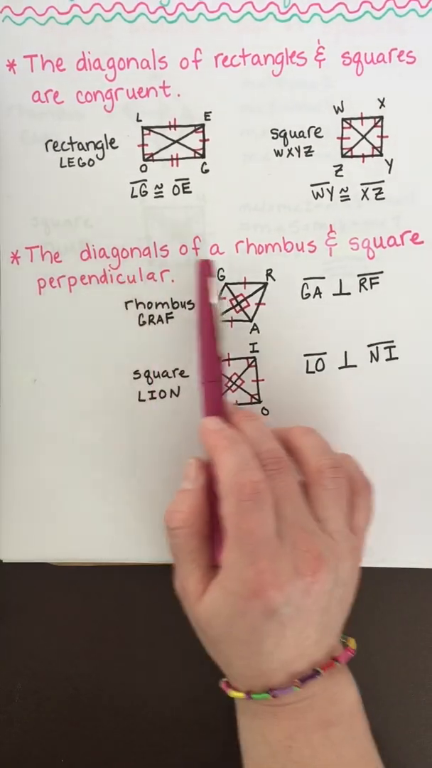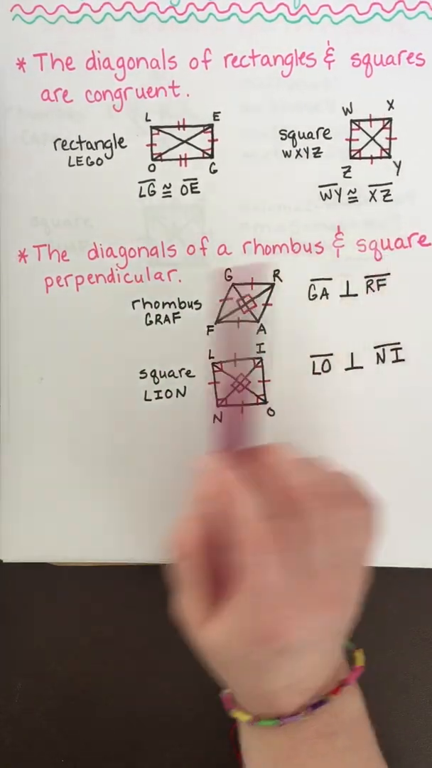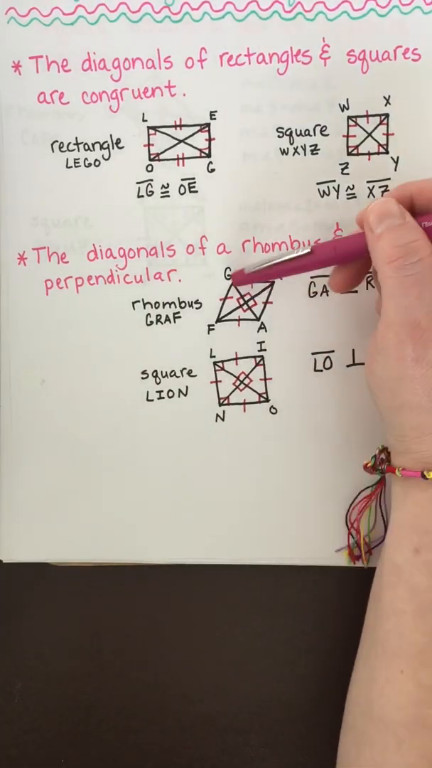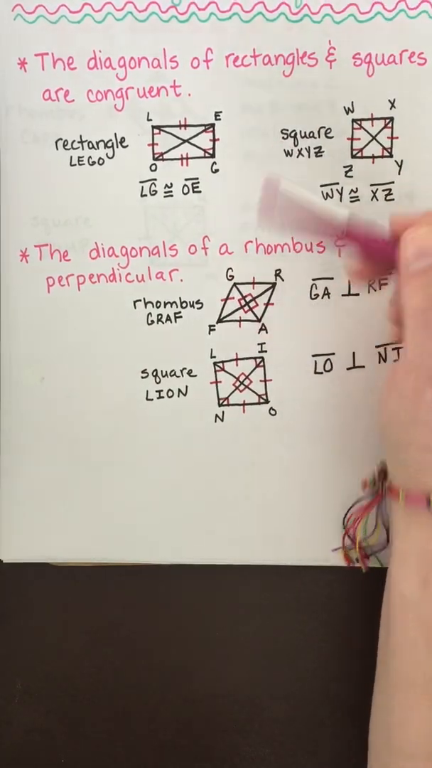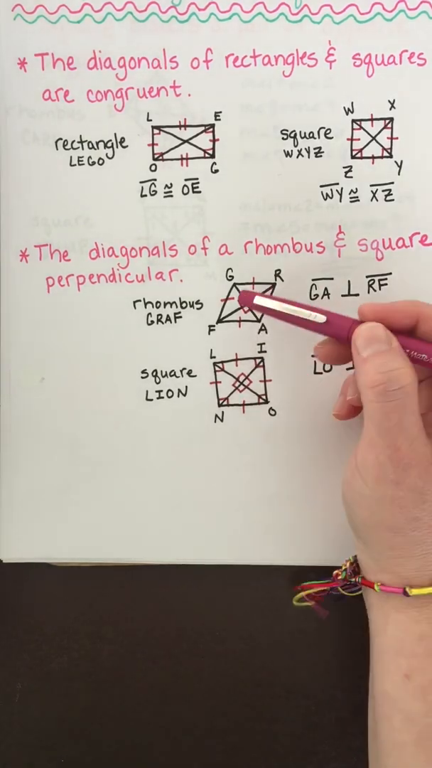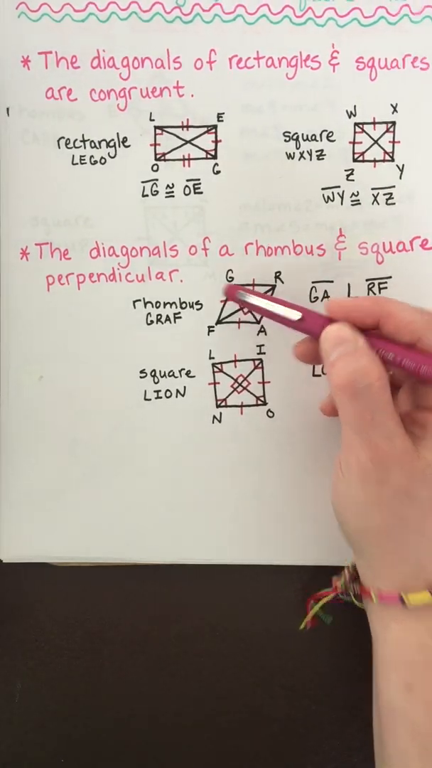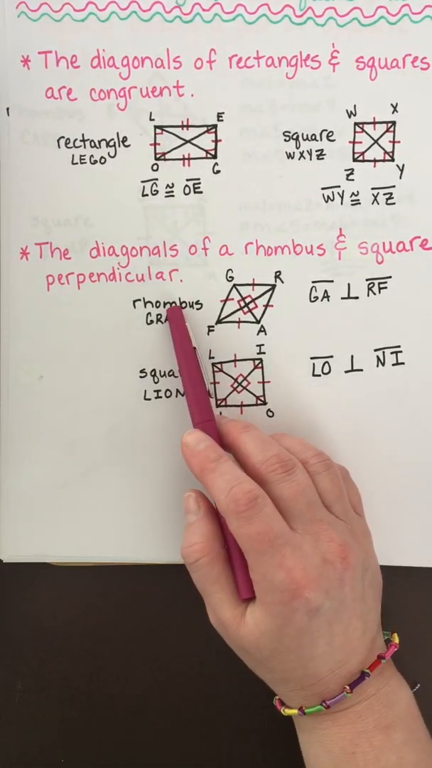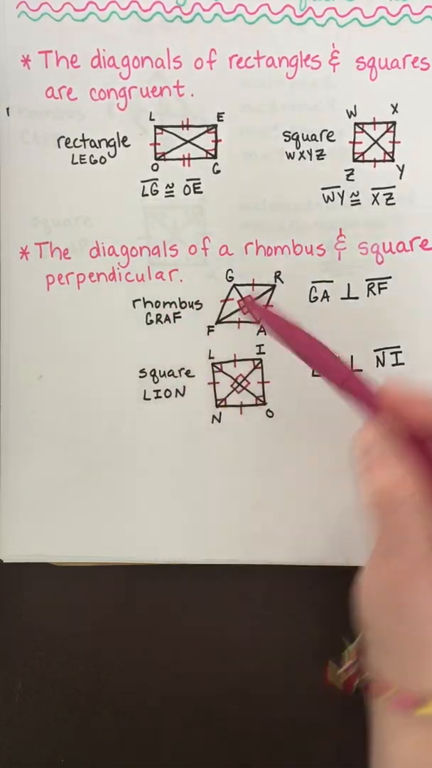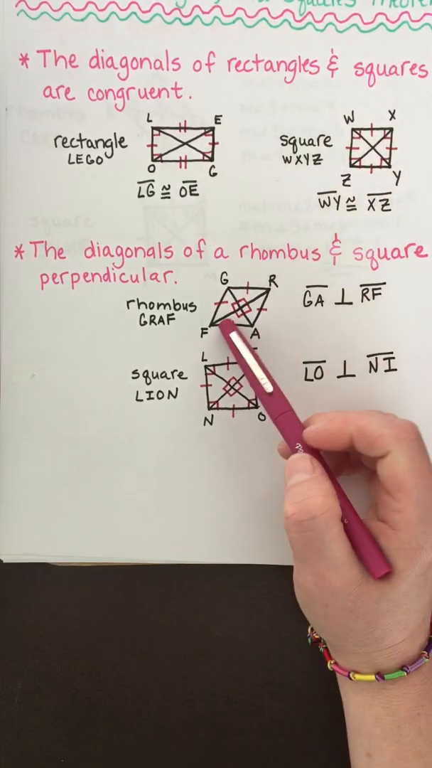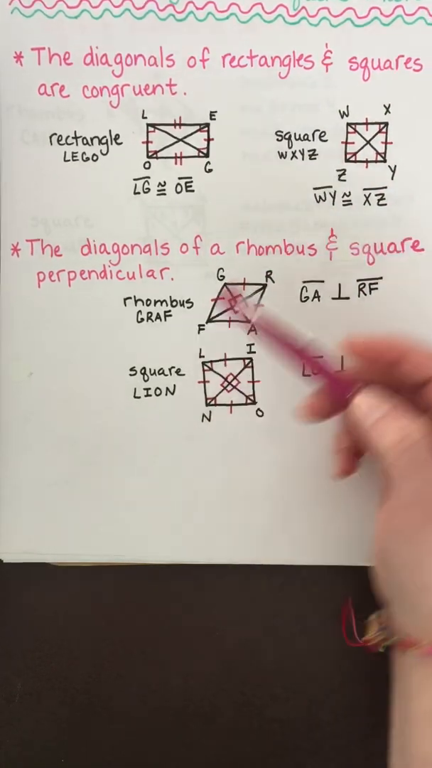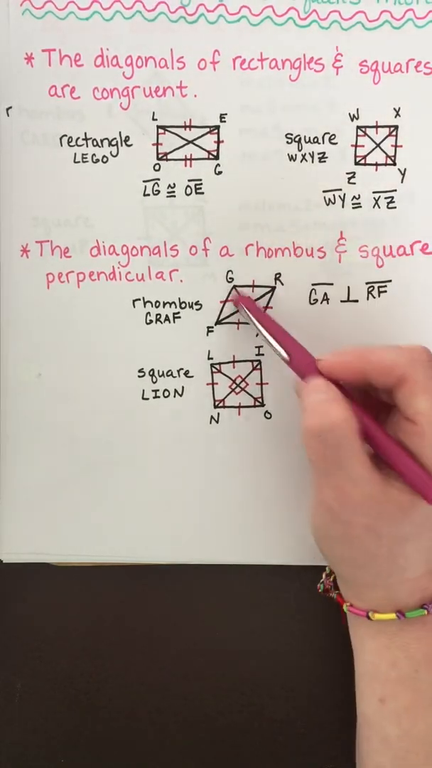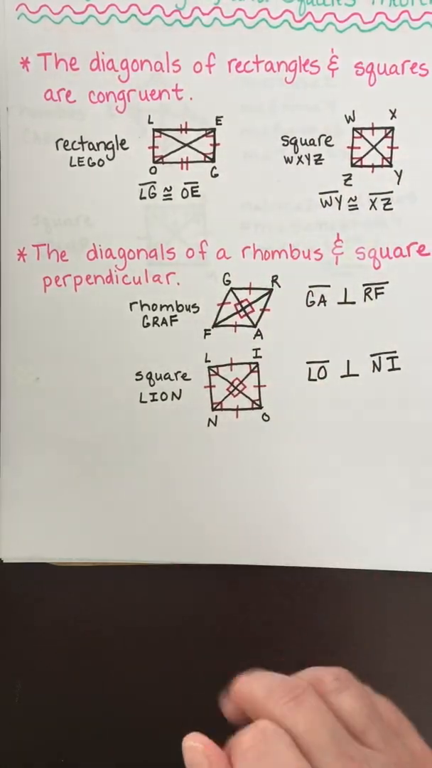It says the diagonals of a rhombus and square are perpendicular. So what that means is that where the diagonals intersect, it forms 4 right angles. And remember, right angles equal 90 degrees. So here we have rhombus GRAF. So GA is perpendicular to RF. That just means that they make 4 right angles where they intersect there in the middle.